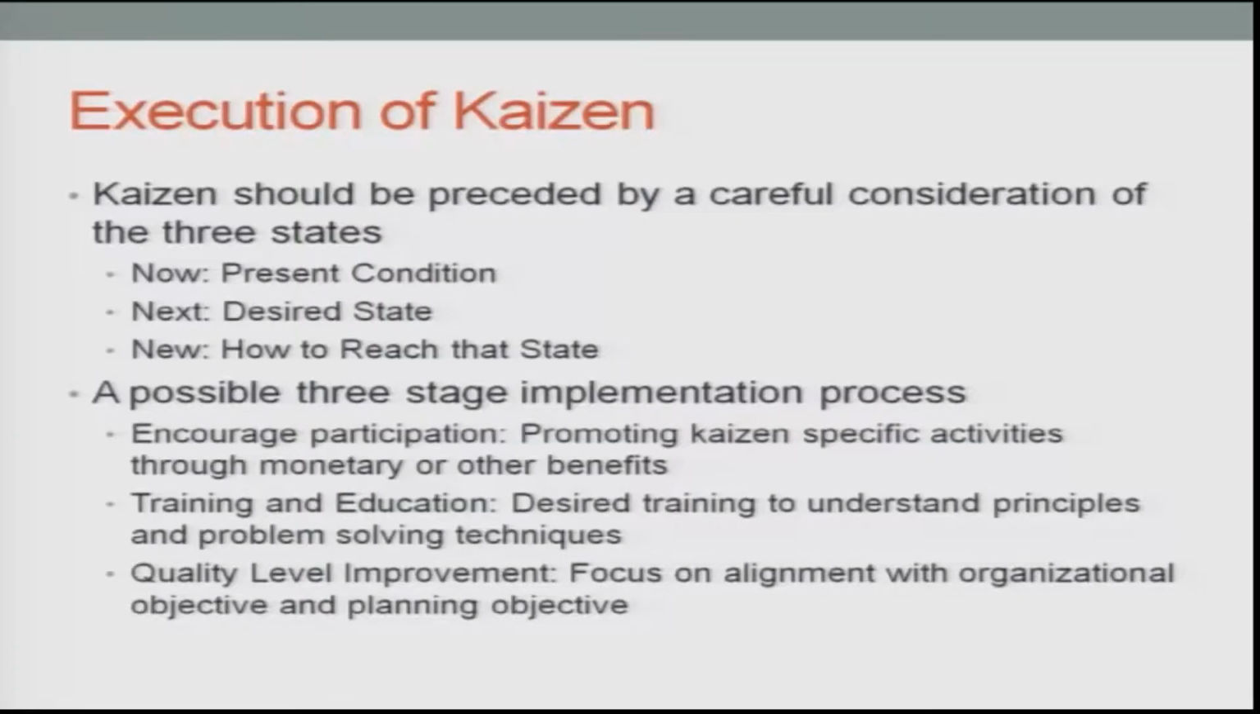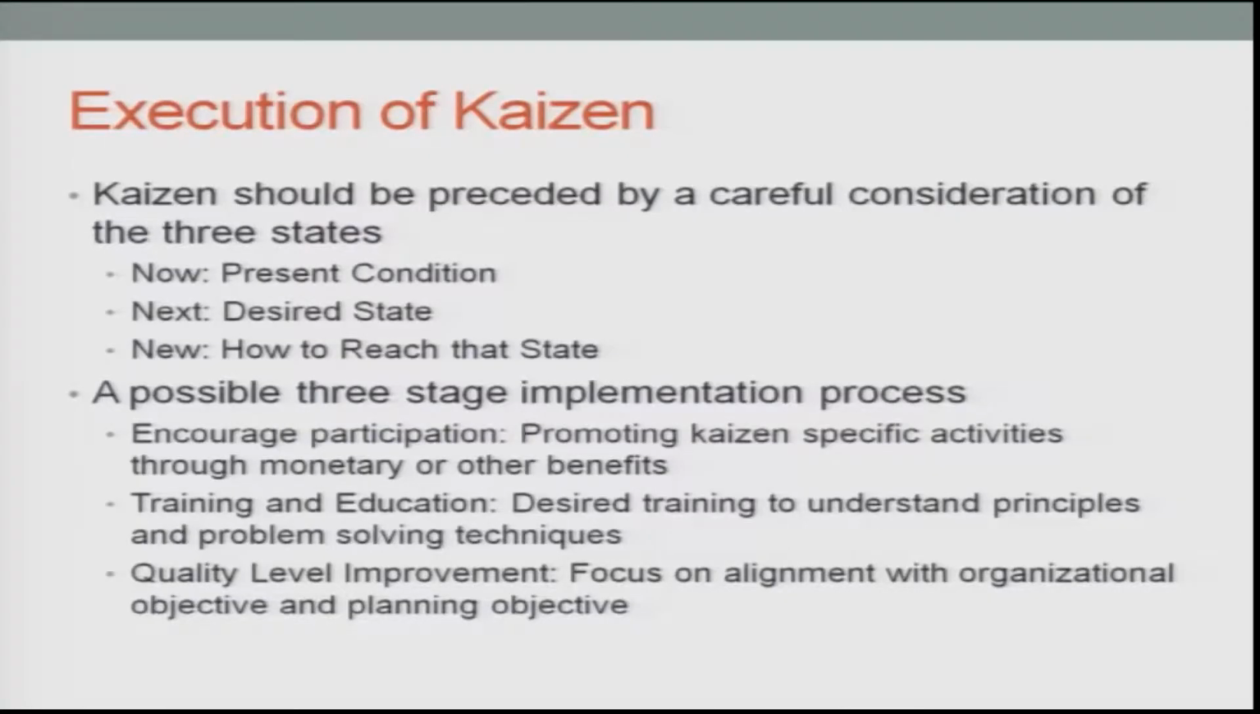Execution of Kaizen should be preceded by careful consideration of 3 states: what is the present condition, what is the desired state later on, and how to reach the desired state, which is our main concern. Say for example, I am in stage A, I want to reach stage B. So, the way I can proceed from stage A to stage B is also to be studied. I am considering that stage B is a much improved version of stage A in all respects. It can be cost reduction, increased reliability, reduction of manpower, faster delivery of products, whatever it is. So, how we are going to implement from stage A to stage B is also important.